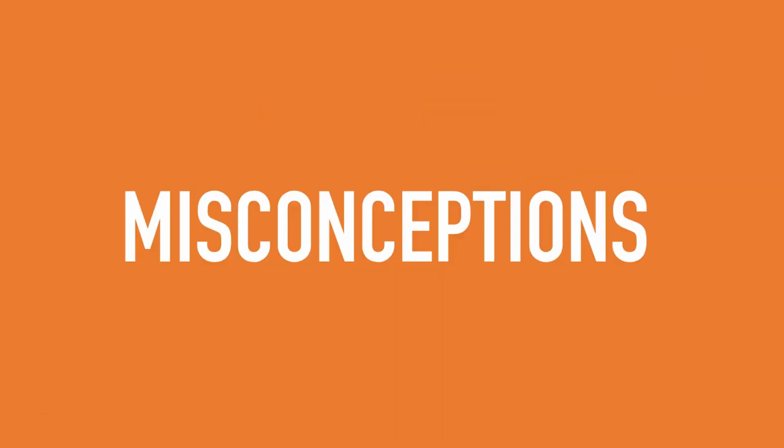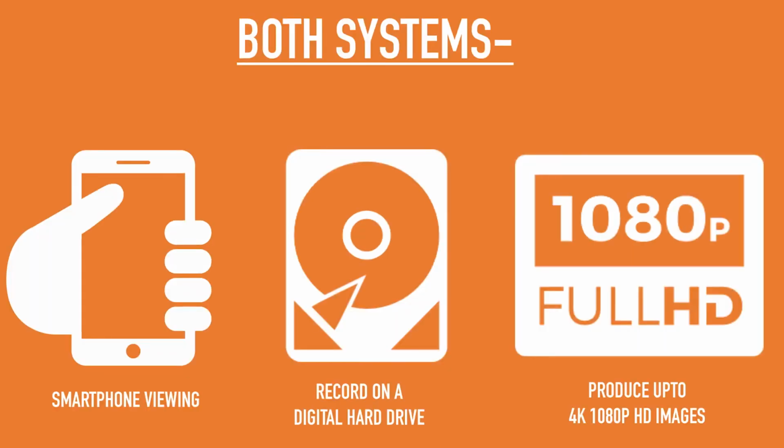So we're going to begin with some misconceptions about both standards. Both systems, both analog and IP, will allow you to remotely monitor your system on a smartphone. They both record on a digital hard drive, and they can both produce up to 4K 1080p high definition images.